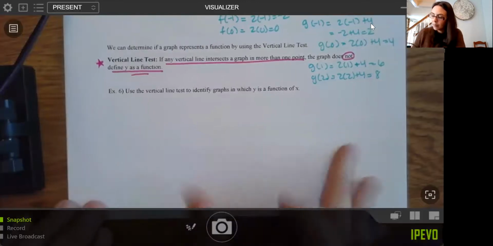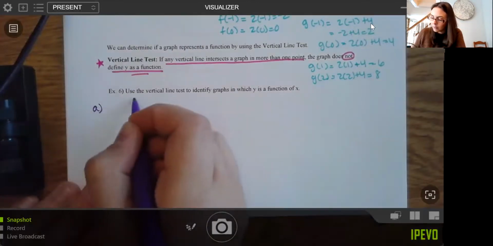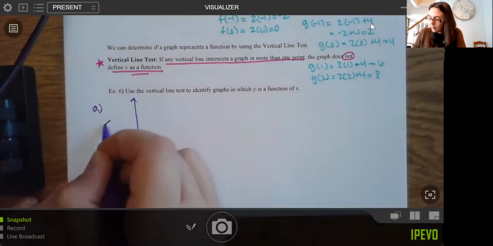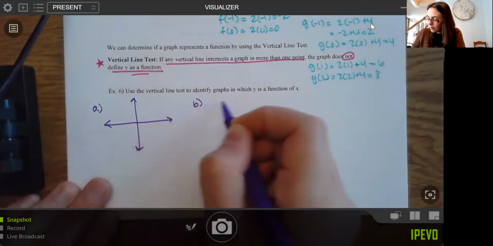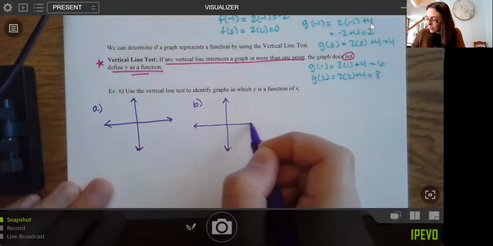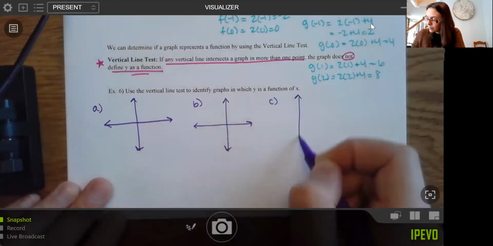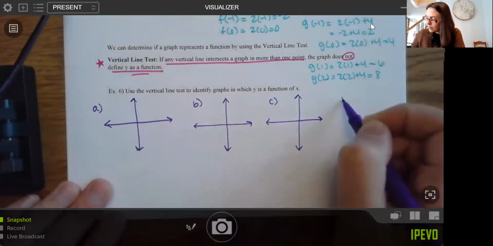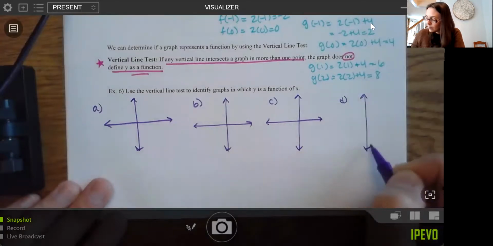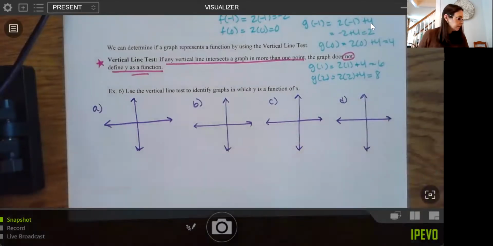Let me do a couple of examples here. I'm just going to draw them in. I thought it'd be easier. Let's see, A, B, C, and D.